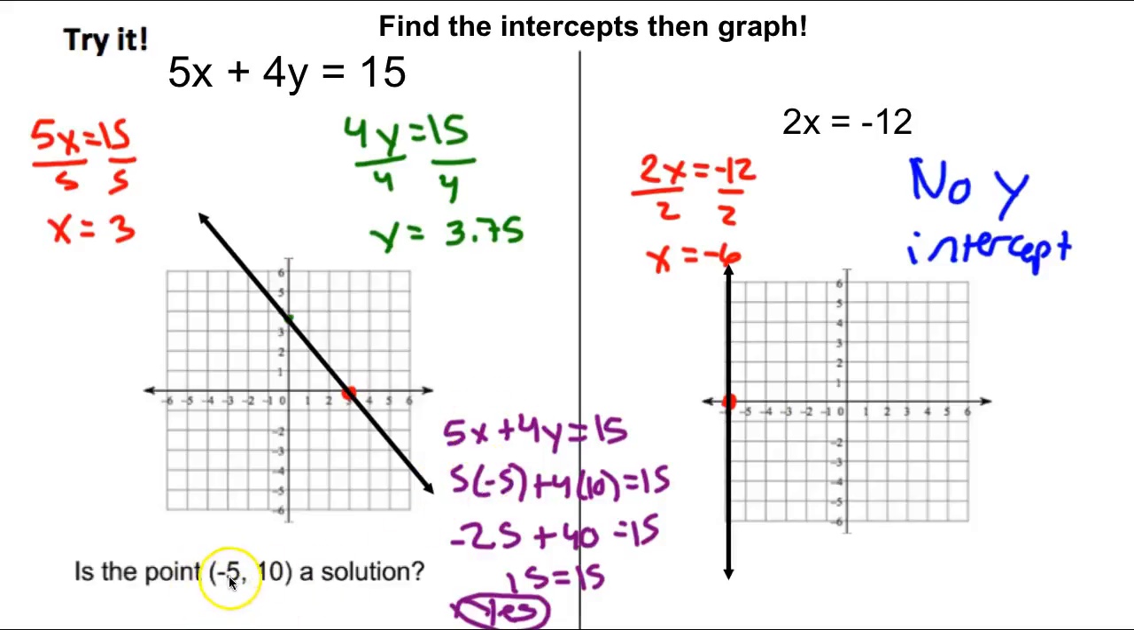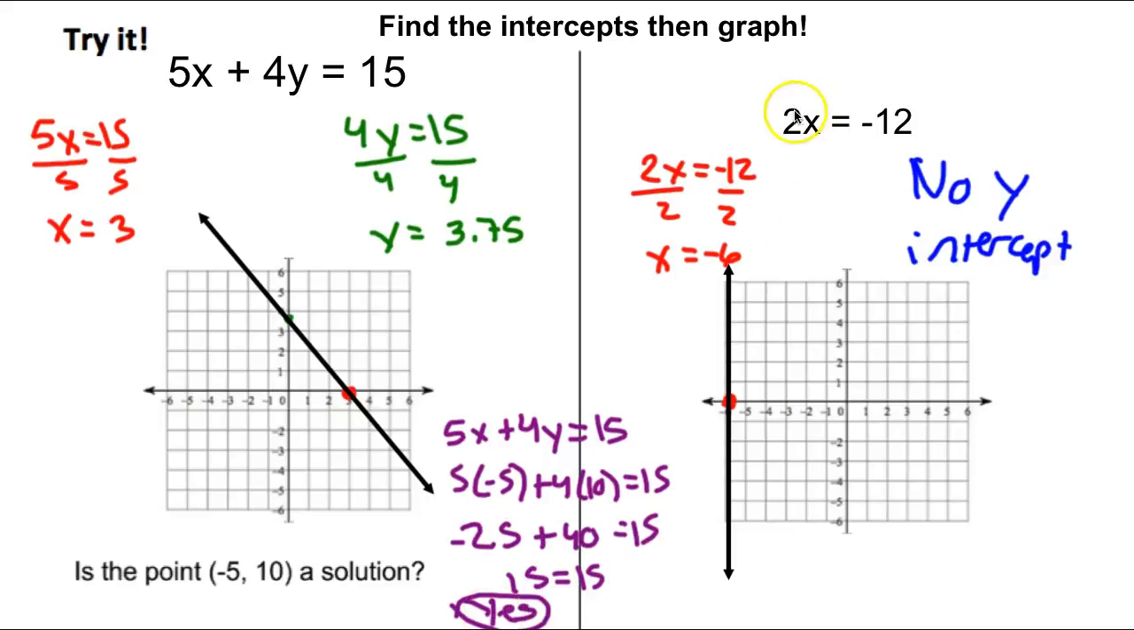To find if the point (-5, 10) is a solution, I wrote the equation 5x + 4y = 15. Then I plugged in -5 for x and 10 for y. I did 5 times -5 equals -25. 4 times 10 is 40. -25 plus 40 is 15. 15 equals 15, so yes, it is a solution.